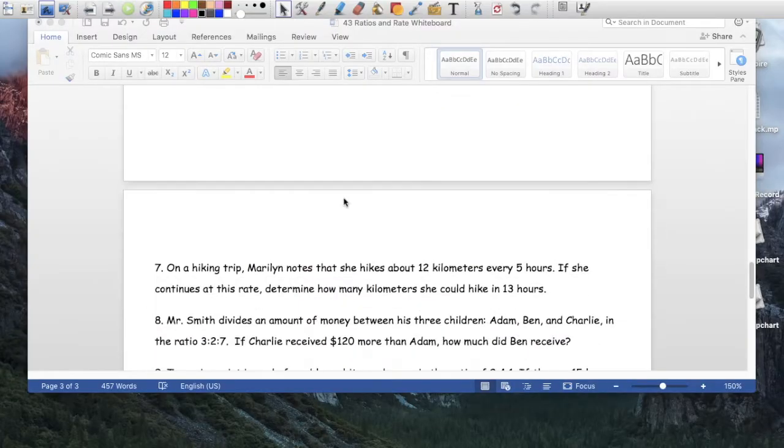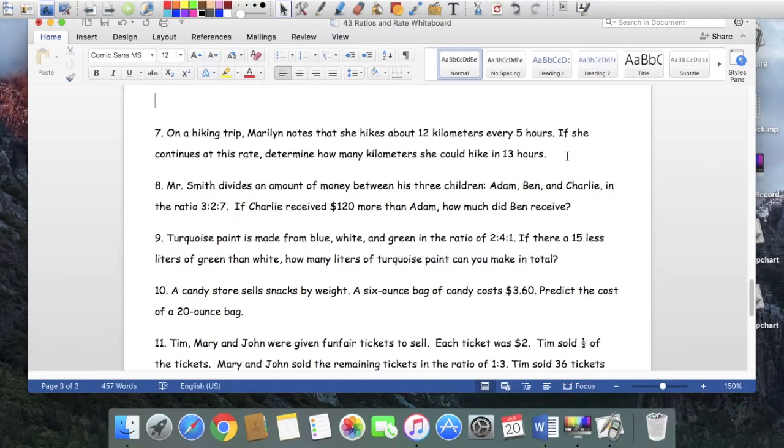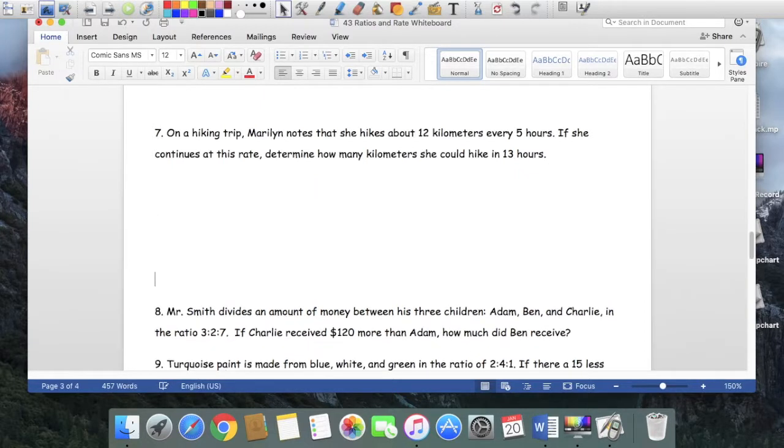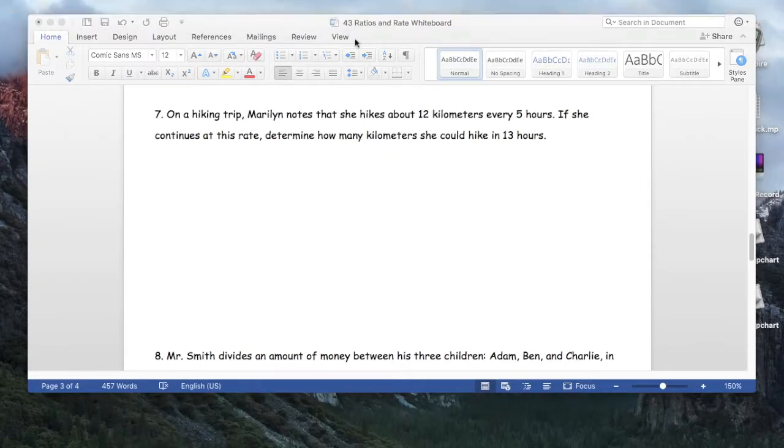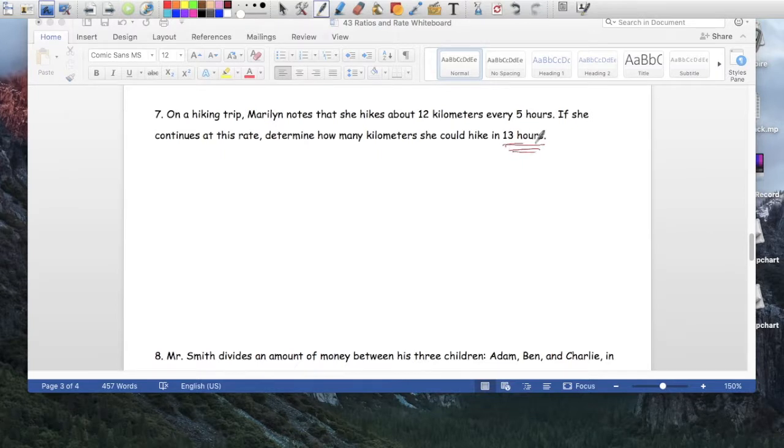Number 7, on a hiking trip. Anytime they want to know what is going to happen, for example, this one says 12 kilometers in 5 hours. What's going to happen in 13 hours? We're trying to figure out how much she would walk further down the line. You want to maybe use the unit rate, because that comes in very handy. So 12 kilometers she walks in 5 hours. The question says, what about in 13 hours?